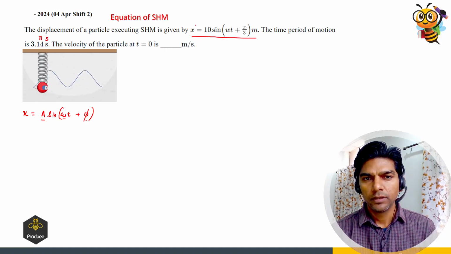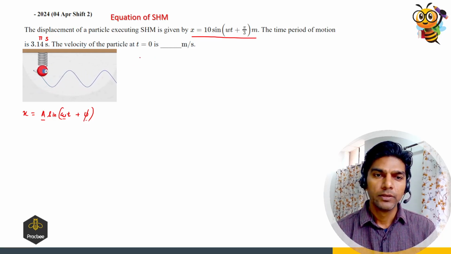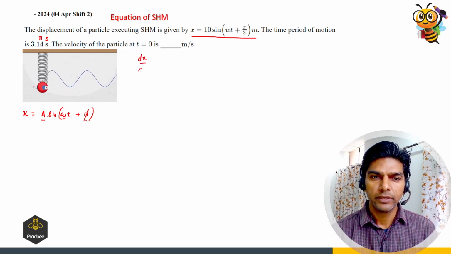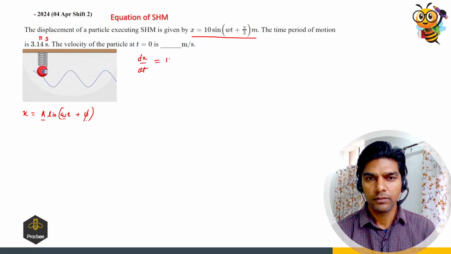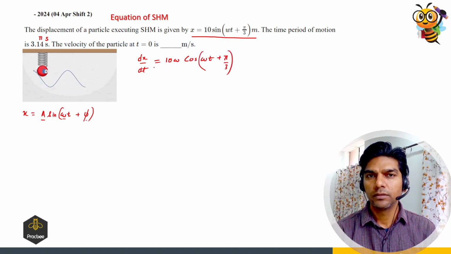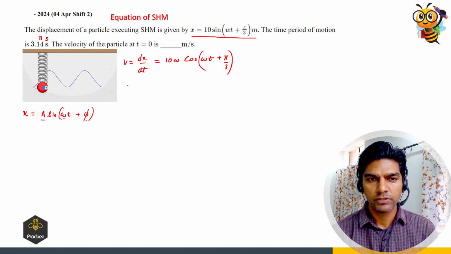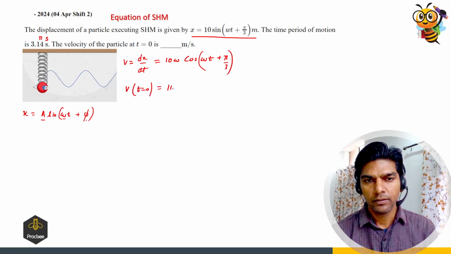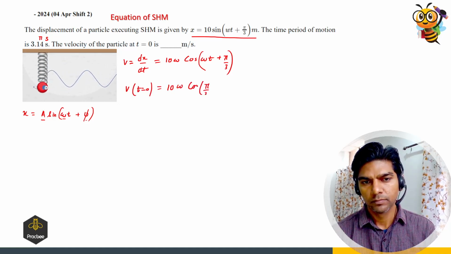Right, so if you look at this equation, this is x. So if you want to find the velocity of the particle, we have to differentiate this with respect to time. So dx/dt will be 10ω cos(ωt + π/3), and this is the instantaneous velocity. We have to find the velocity at t equals 0. So it will be 10ω cos(π/3).